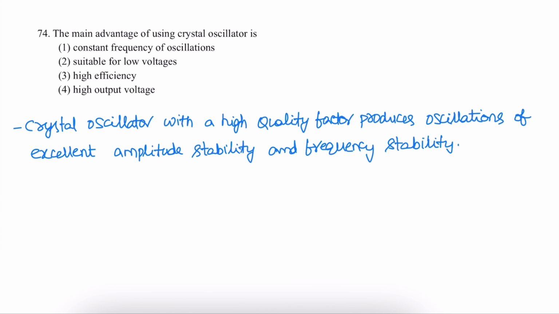Next, the main advantage of using a crystal oscillator is this: a crystal oscillator with a high quality factor produces oscillations of excellent amplitude stability and frequency stability. And this crystal oscillator is a fixed frequency oscillator. So the frequency of oscillations is fixed, and the main advantage of this oscillator is it gives constant frequency of oscillations. Constant frequency of oscillations is the main advantage and it is a fixed frequency oscillator. Correct option is 1, constant frequency of oscillations.